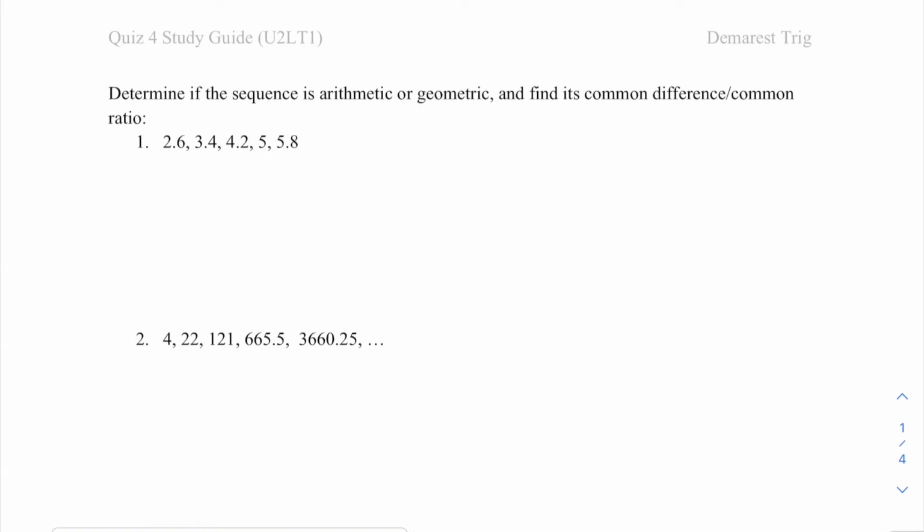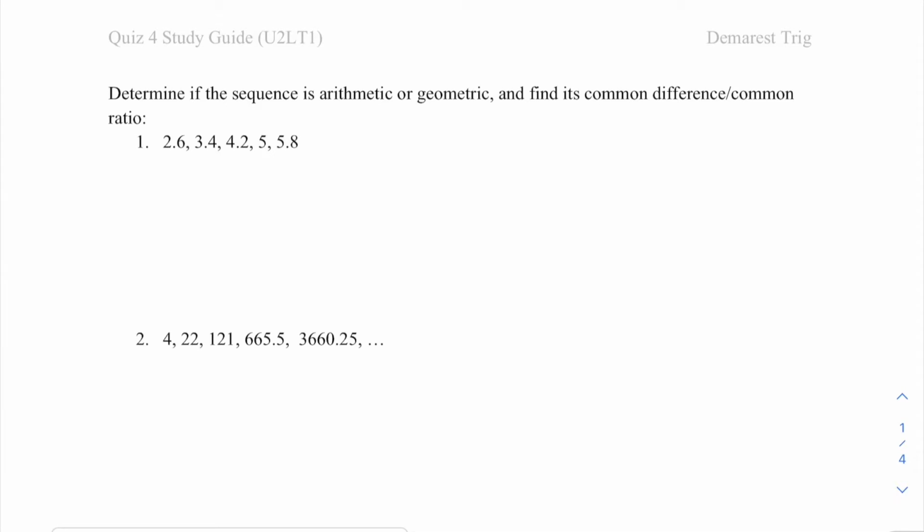Going to be going through the Quiz 4 study guide, which is on Unit 2 Learning Target 1, which is about arithmetic and geometric sequences. So this first section is just determining if the sequence is arithmetic or geometric, and then if so, figuring out its common difference or common ratio.